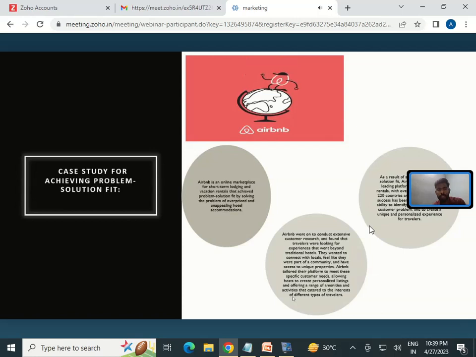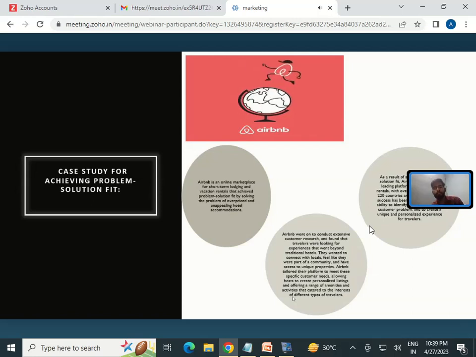Now let's see the points. Airbnb is an online marketplace for short-term lodging and vacation rentals that achieved problem-solution fit by solving the problem of overpriced and unappealing hotel accommodations. So there was a problem with the travelers. If you travel somewhere, there is the accommodation cost for the hotels, and then the bed set and all things. Even if you don't want to stay in a hotel, you want to stay at some other place, like a camp or something, how are you going to do that? You are not willing to take all the necessary things together with you. So Airbnb basically did the research, identified the problem, and gave the solution.